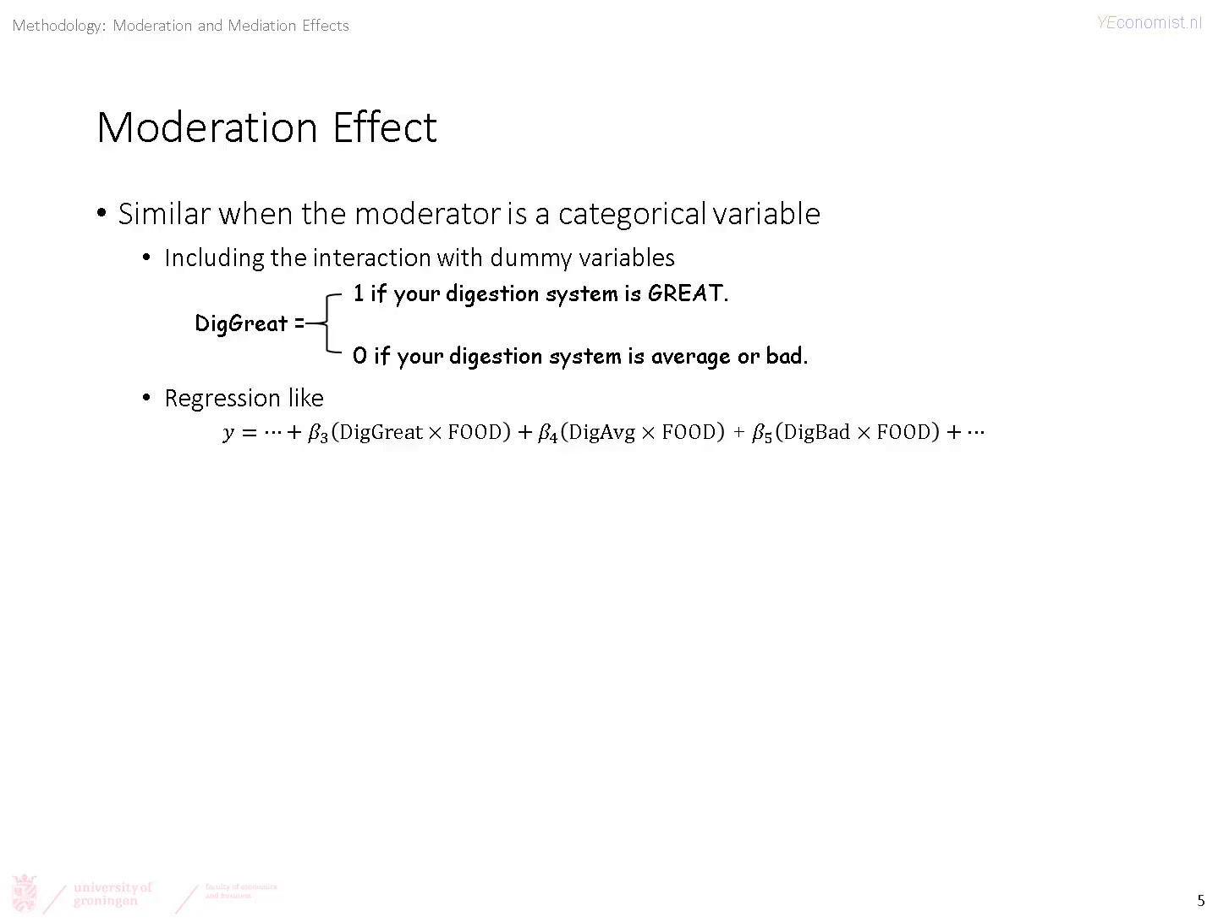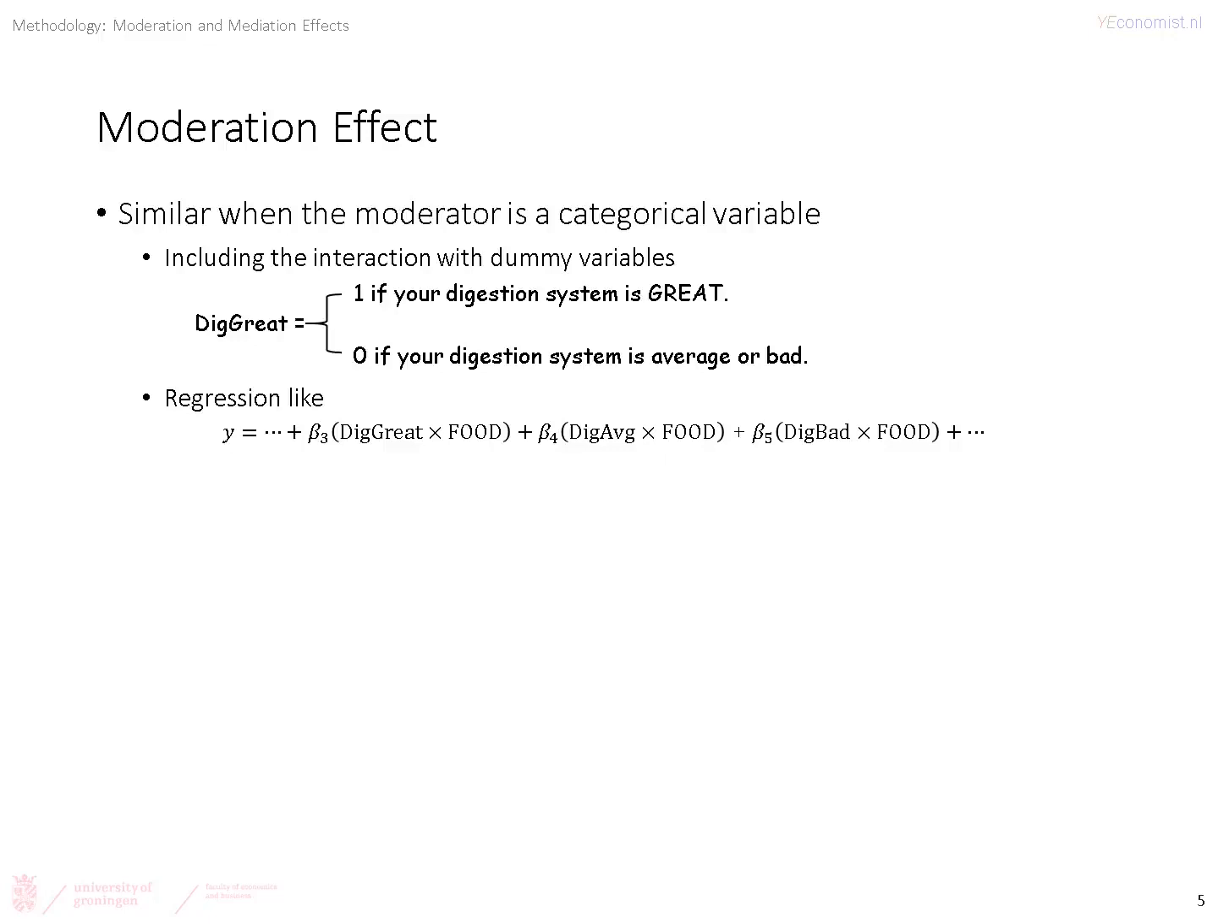If this is the case, we can still use the strategy of interactions, but the format is a bit different, and you will have the interaction of food with 3 dummy variables, the 3 dummies indicating which type of digestion system you have. For instance, if you have a great digestion system, then the variable dig great will be 1, and the other 2 dummies are 0. And effectively only beta 3 counts in the regression about you. Vice versa, if another person has an average digestion system, then only beta 4 matters for him.